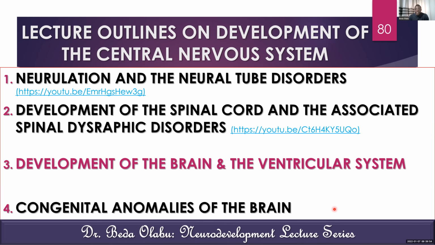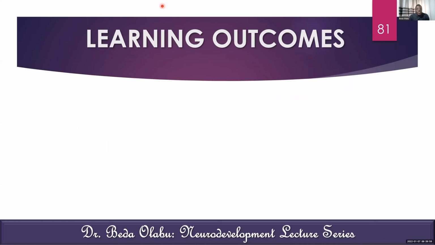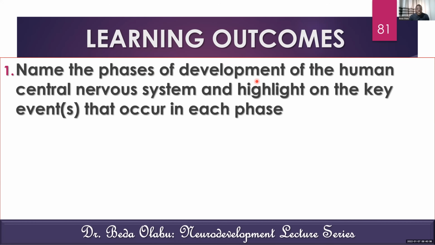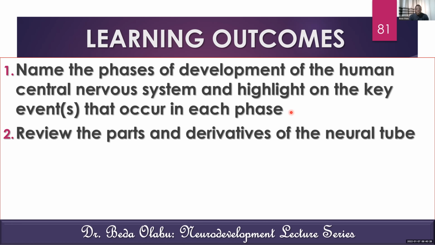Right, so this is our third lecture. This is where we are. This is what you're going to learn in this particular lecture. I'd wish to first name the phases of development of the human central nervous system, and just bring to your attention that the human central nervous system develops in 4 phases. We'll be highlighting those 4 phases, and we'll be stating the key events that occur in each phase. That will take a bulk of this particular lecture.